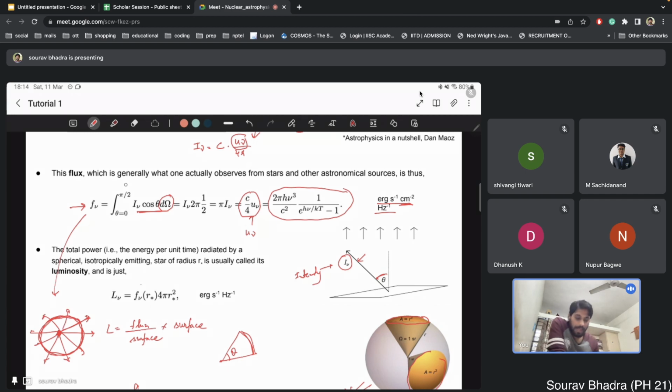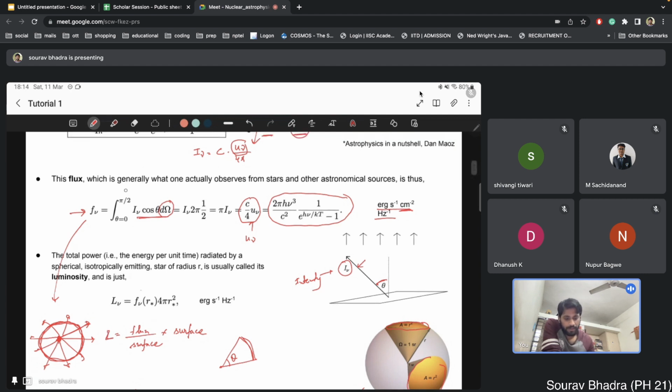We can also measure the I nu, but generally we measure the L, that is flux, which is the important thing. So F nu is the flux per unit surface. Now you multiply that F nu with 4 pi r square. 4 pi r square is the area of that surface, and you will get L, the luminosity. It is measured generally, okay.